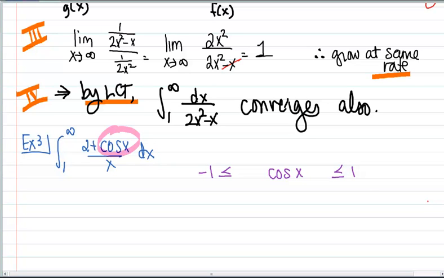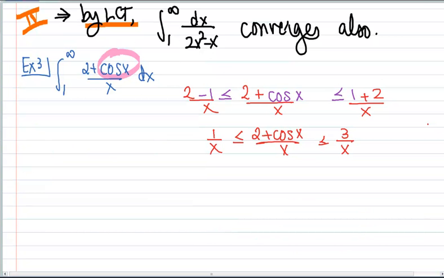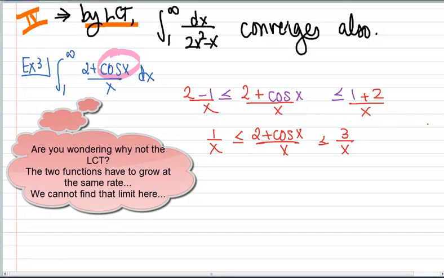But now I'm going to try to make this middle part of my inequality match up with my problem, so I'm going to add 2 to it, and then I'm going to divide by x. That way I know that my (2 plus cosine x) over x has to be bounded between 3 over x and 1 over x. They're very similar.